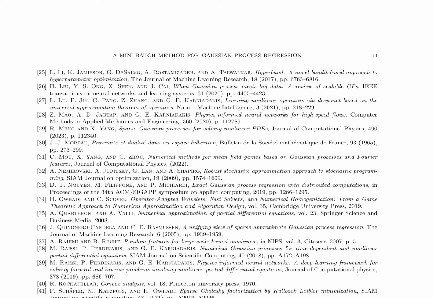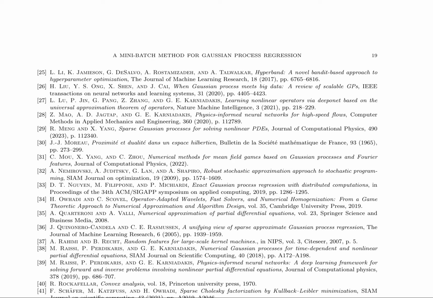This paper proposes a novel mini-batch method for Gaussian process regression, addressing the computational challenges of large-scale datasets. The authors draw inspiration from the literature on hyperparameter optimization, scalable Gaussian processes, and physics-informed neural networks.